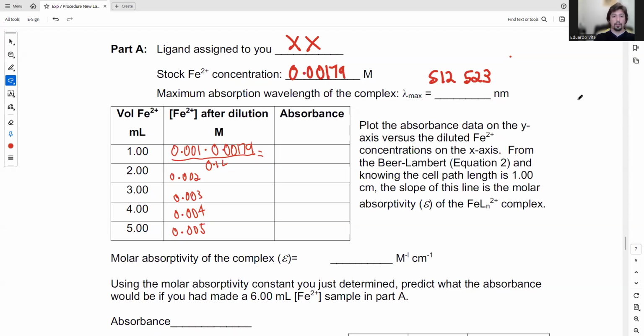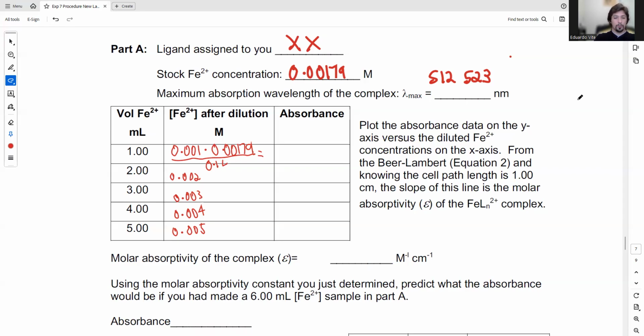For example, the stock Fe2+ concentration that I have here should be the same for all of you. Make sure you check with your classmates. Remember, every time we use something in the lab, you should write down what is on the label. So your stock Fe2+ concentration should be this, 0.00179. Your maximum absorption wavelength of the complex, that was what we did in the instrument. I don't remember exactly what it was for XX. It was either 512, 522, or 523. So again, make sure that you have that written down. That should be for you.